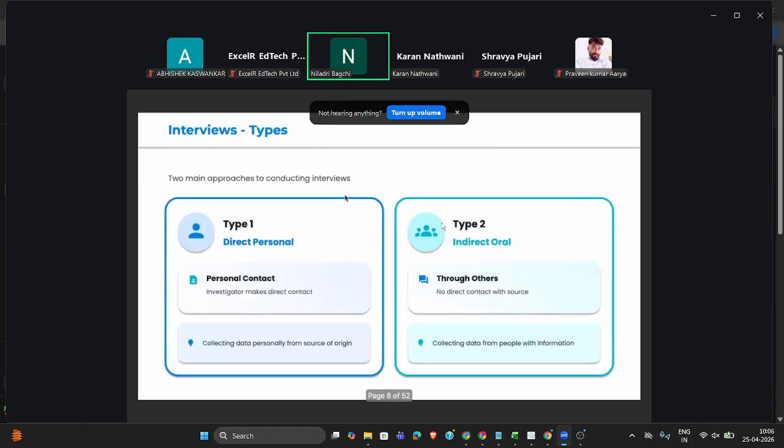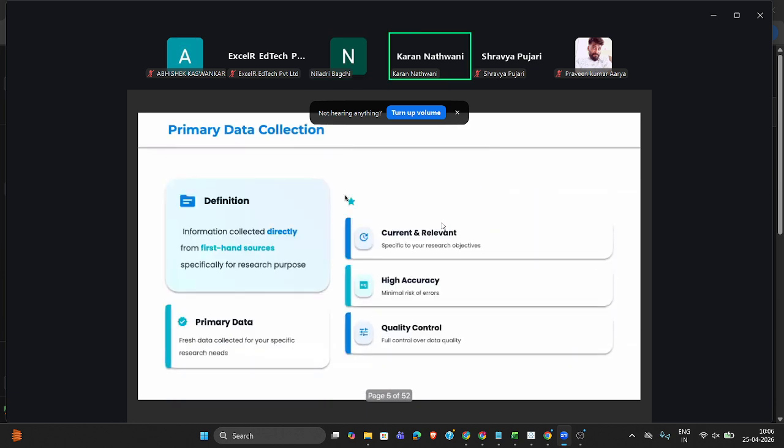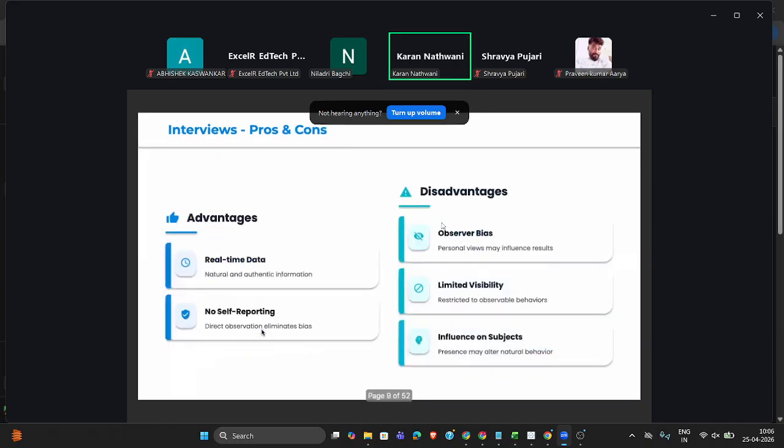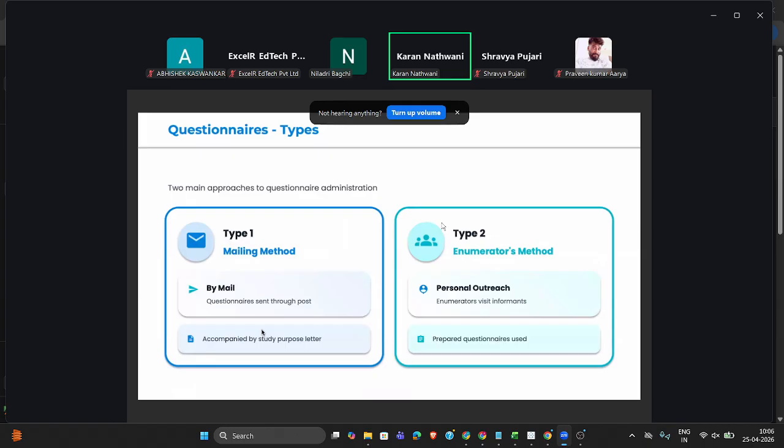That is secondary. So just to have a quick recall, we discussed in the last session that there are 6 main methods for primary data collection: interviews, questionnaire, observation, experiment, focus group, local sources. And we discussed in great detail the pros and cons of each aspect of the primary data. But yes, primary is expensive in the sense that it will require more time.